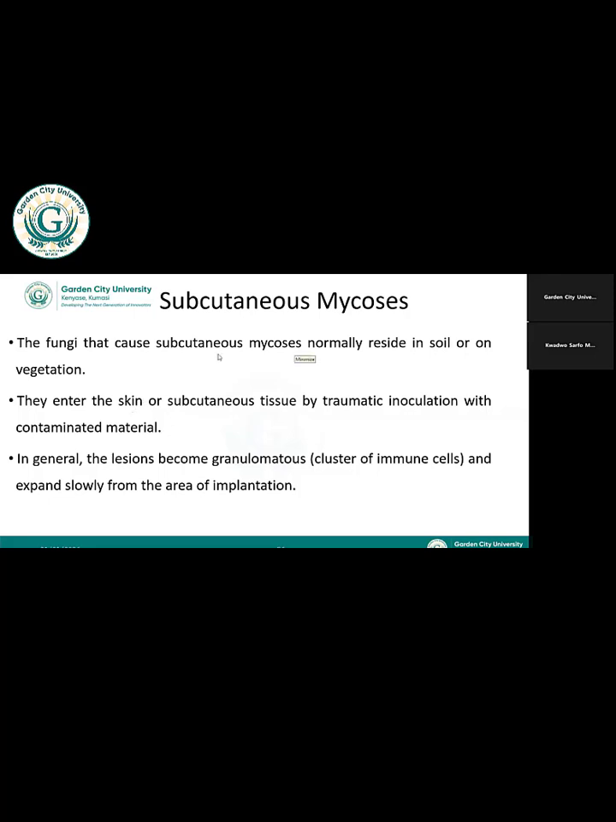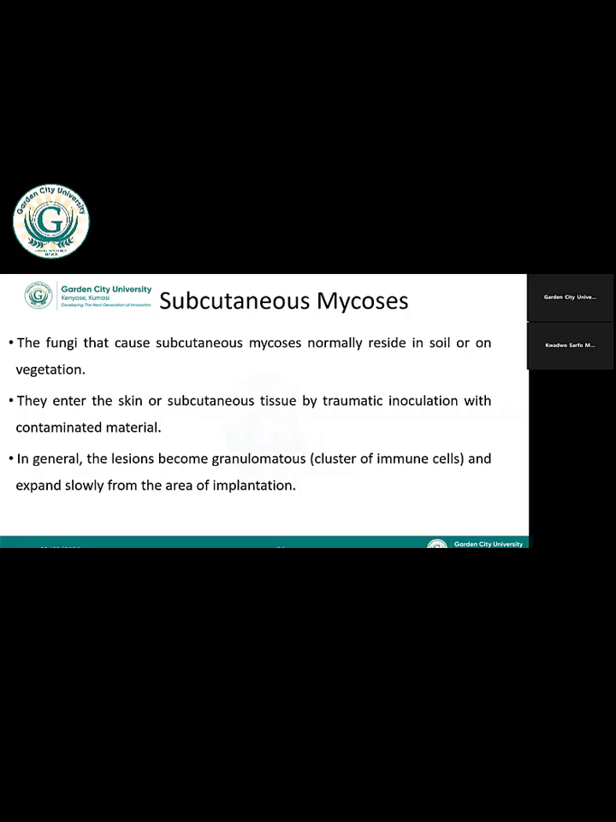Then we talk of the subcutaneous mycosis. Under the skin, you can have fungal cells also causing an infection.